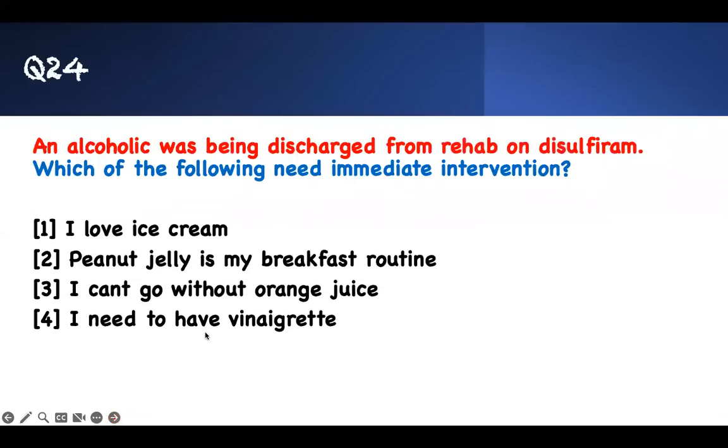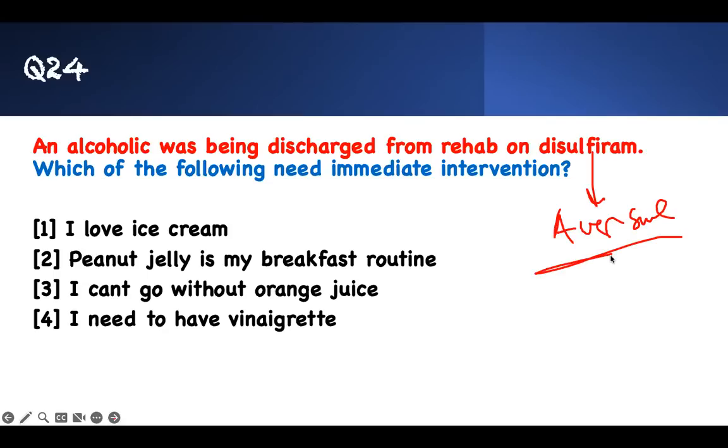Which of the following needs immediate intervention? An alcoholic being discharged from rehab on disulfiram. You know this is coming, right? Alcoholic, gets disulfiram. You need to teach them and say, hey, stop, you can't do that. Disulfiram is alcohol aversive. That's the idea: it wants you not to drink. If you drink, you're going to get sick.